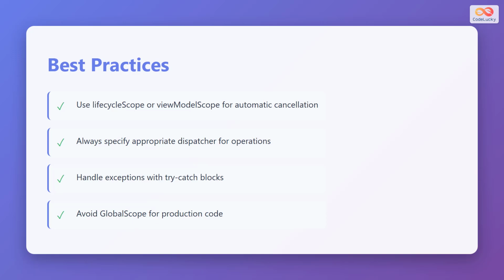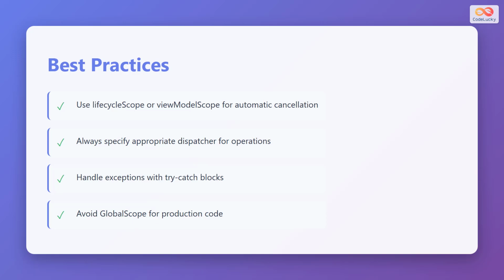Let's wrap up with some important best practices for using coroutines in Android. First, always use lifecycleScope or viewModelScope for automatic cancellation. These scopes automatically cancel coroutines when the activity or viewModel is destroyed, preventing memory leaks. Second, always specify the appropriate dispatcher for your operations. Use Dispatchers.IO for network and disk operations, Dispatchers.Default for heavy computations, and Dispatchers.Main for UI updates.